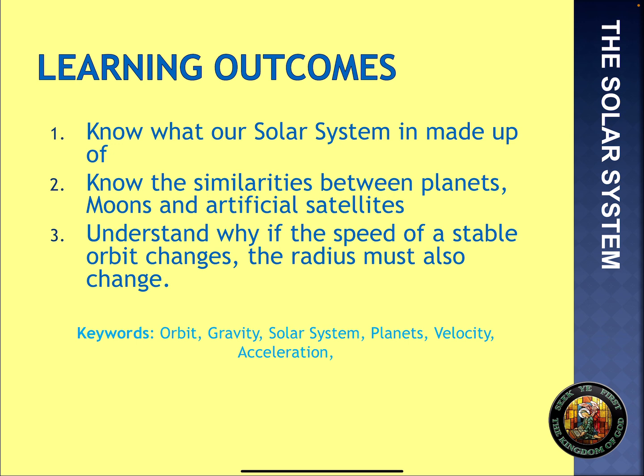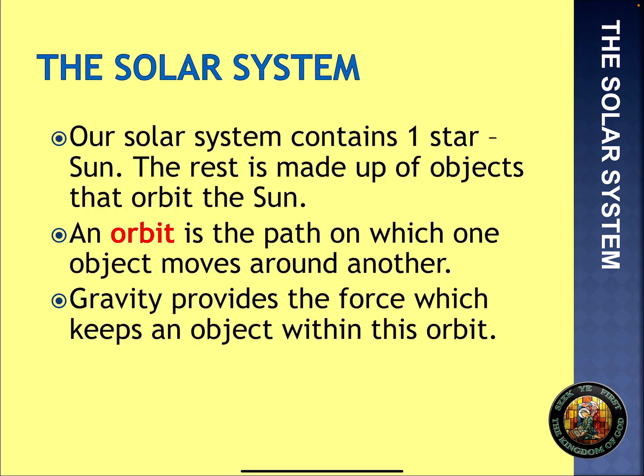You can see what our solar system is made up of. The key words are there: orbit, gravity, solar system, planets, velocity and acceleration. So what is our solar system? Well, our solar system contains one star, which we call the sun. The rest is made up of objects that orbit the sun. That'll be planets, comets. An orbit is the path in which one object moves around another one, and gravity provides a force which keeps an object within this orbit.